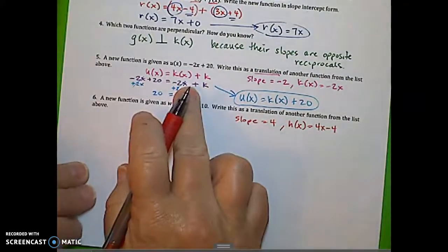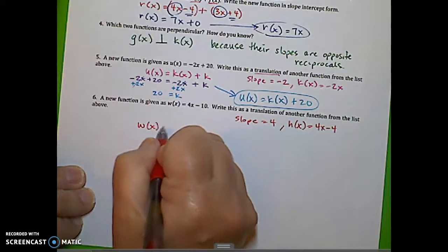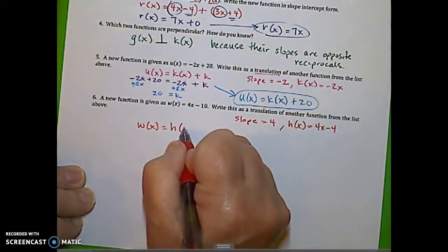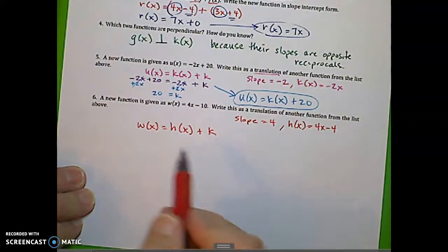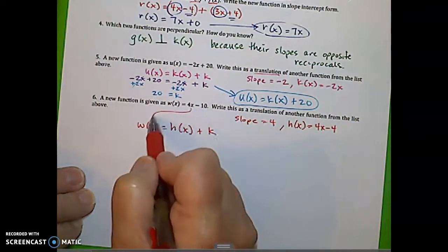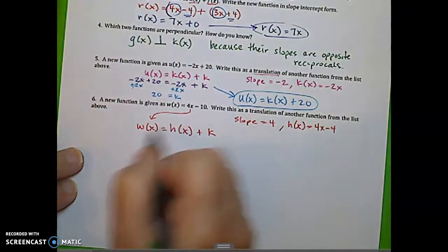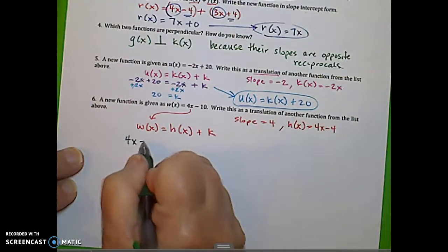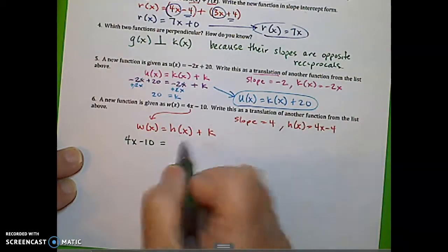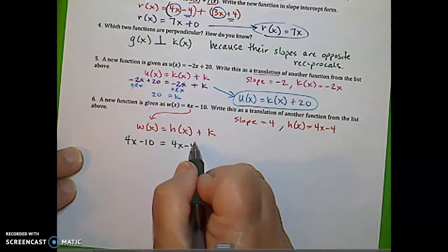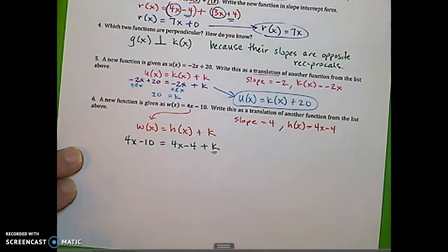And I'm going to use a similar technique to the one I used right there. I know w of x equals h of x plus some value k. I need to figure out what k is. So I'm going to plug in over here. What do I know? Instead of writing w of x, I'm going to write 4x minus 10. Instead of writing h of x, I'm going to write 4x minus 4, and then bring down this plus k. That's what I'm trying to find out.